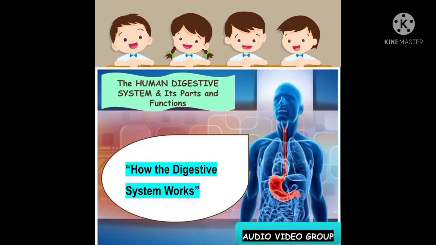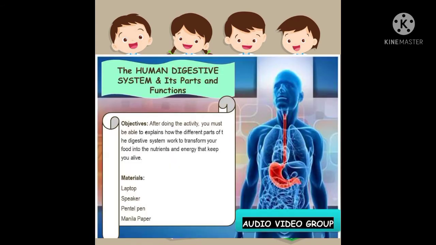And lastly, the audio video group's activity is entitled How the Digestive System Works. After doing the activity, you must be able to explain how the different parts of the digestive system work to transform your food into the nutrients and energy that keep you alive. The materials you need are laptop, speaker, pencil, pen, and manila paper.